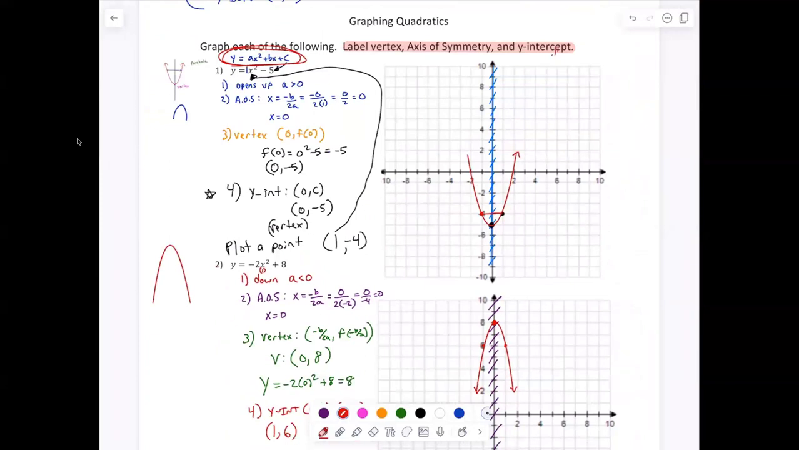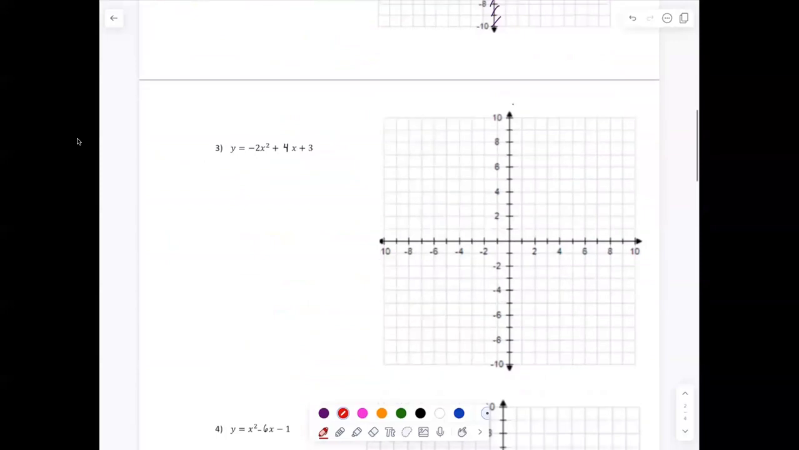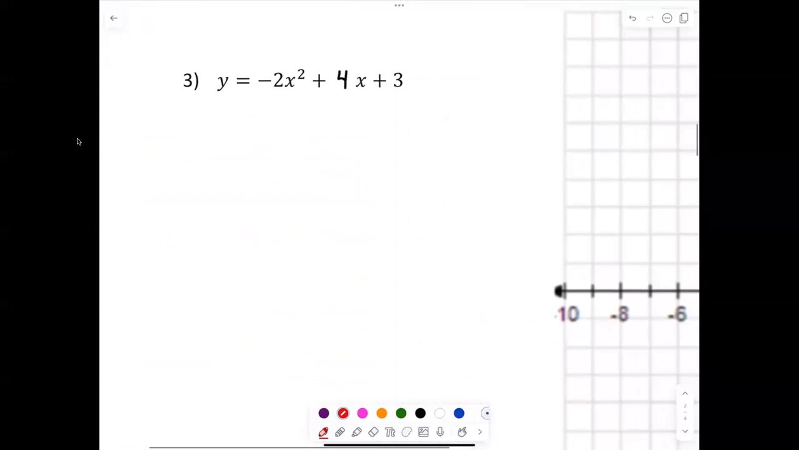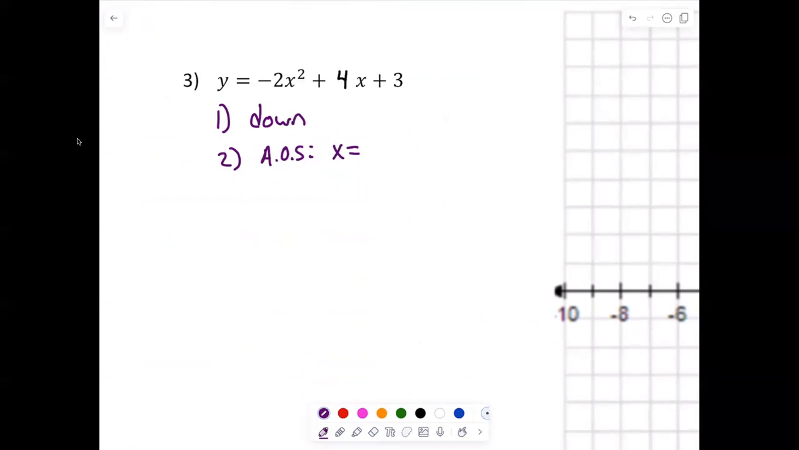All right. Now we can get number 3 down. A little bit different now. Here we go. Thank you. So far, so good. Number 1 opens what? Opens down. Number 2, we're looking at our axis of symmetry, AOS. x equals, what was the formula? x equals -b over 2a.